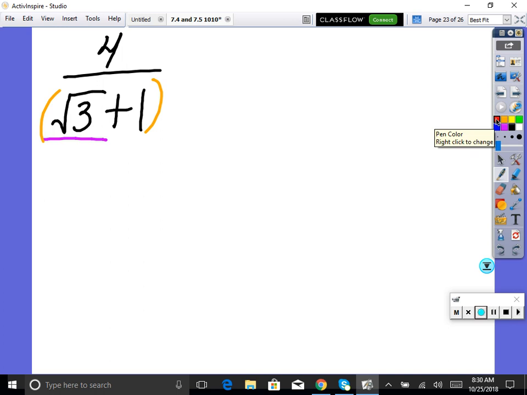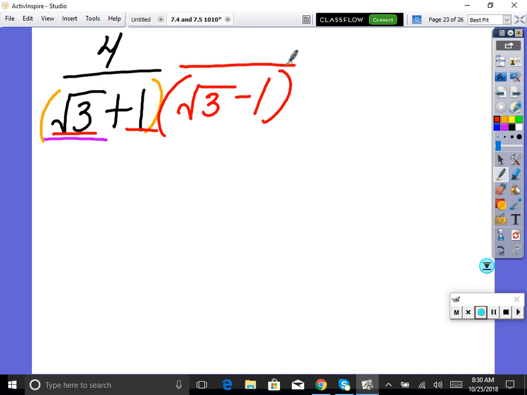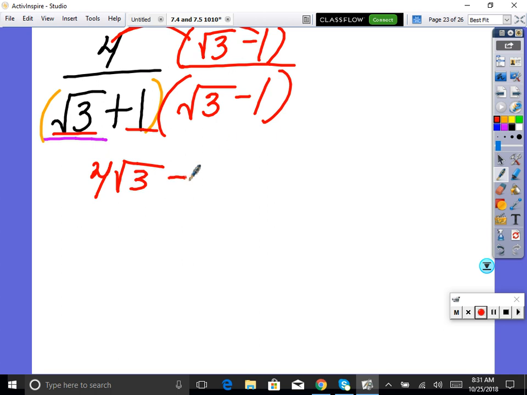So instead, you're just going to have to know if we have a radical with two terms on bottom, to fix it, we need to multiply by the conjugate. So the conjugate would be root 3 and then what? Minus 1. So if you do that to the bottom, you got to do it to the top. Root 3 minus 1. So now you have 4 times all that stuff. We got to distribute. So that would be on top, 4 root 3 minus 4.